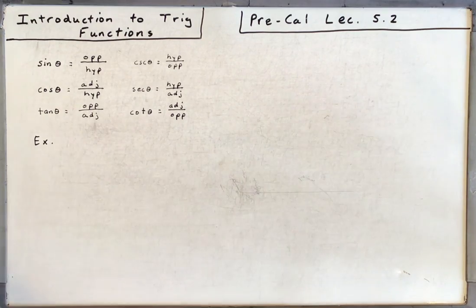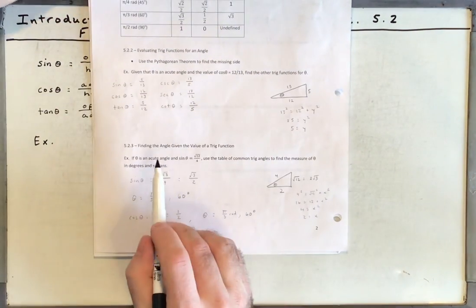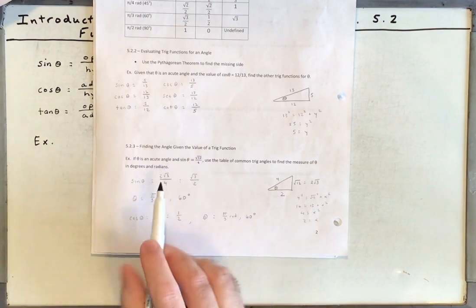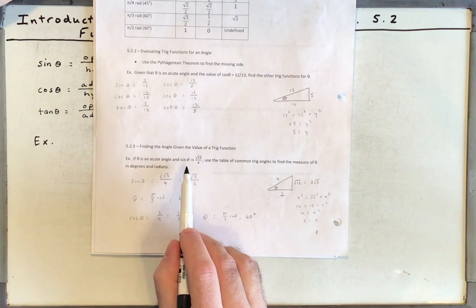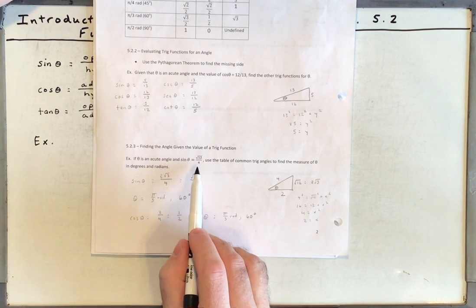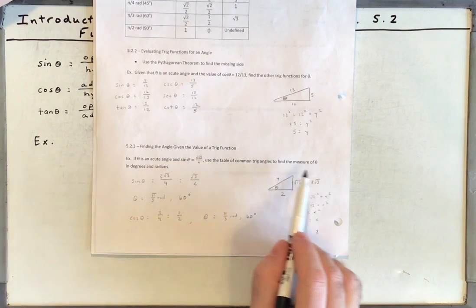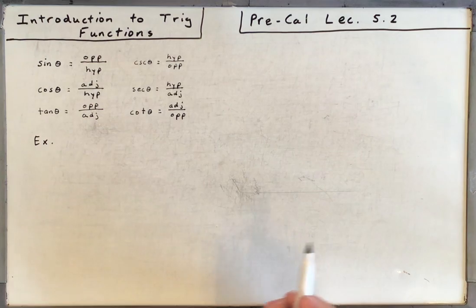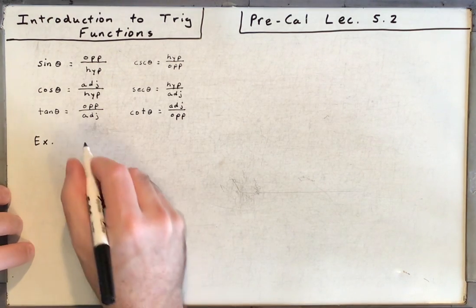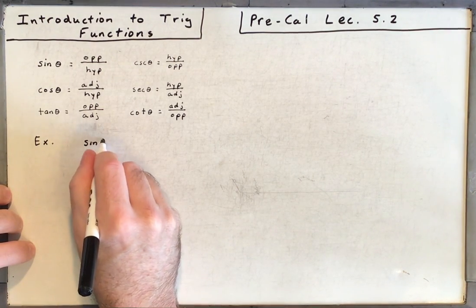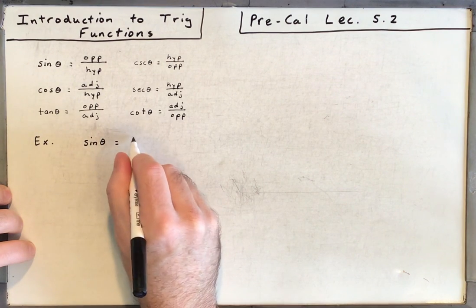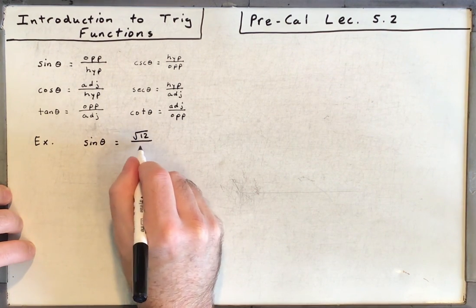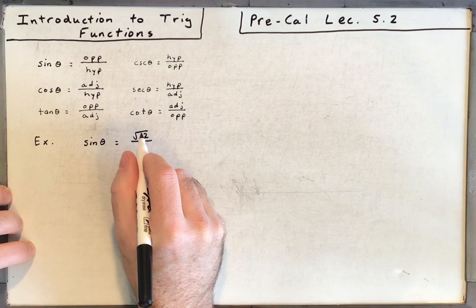All right, so the next one, finding the angle given the value of a trig function. If theta is an acute angle, sine theta is root 12 over 4. Use the table of common trig values. We're going to use the unit circle instead of this table. Okay, so we know that sine theta is the square root of 12 over 4.